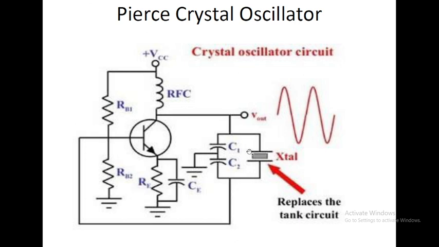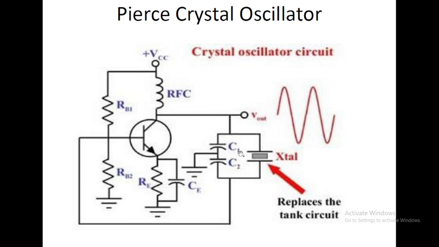This is the circuit diagram of the Quartz crystal oscillator. Please see the design of the circuit. This circuit is very similar to the Colpitts oscillator. What is the difference in this circuit?